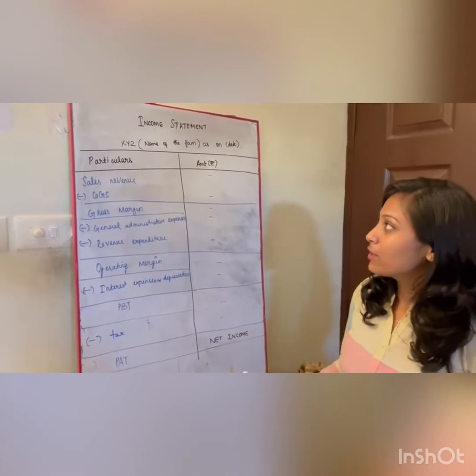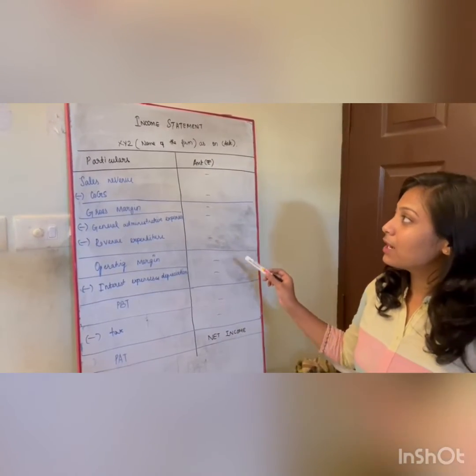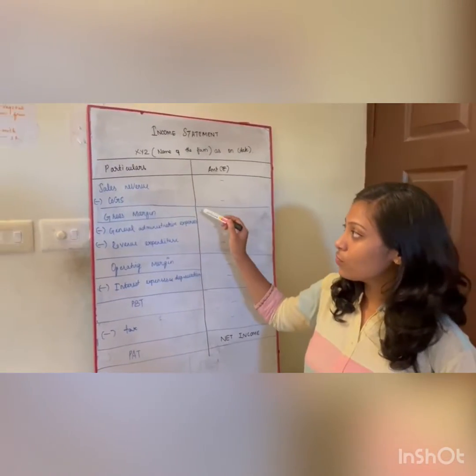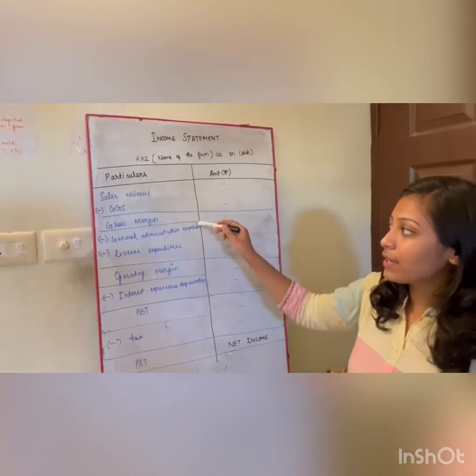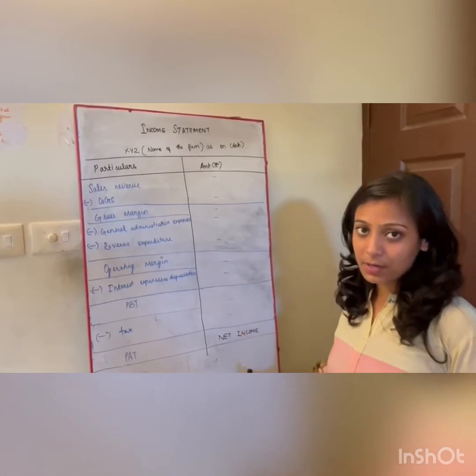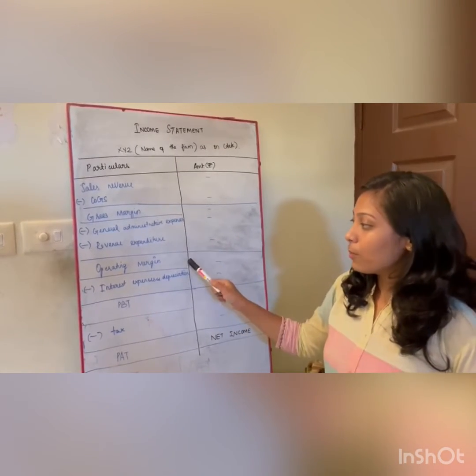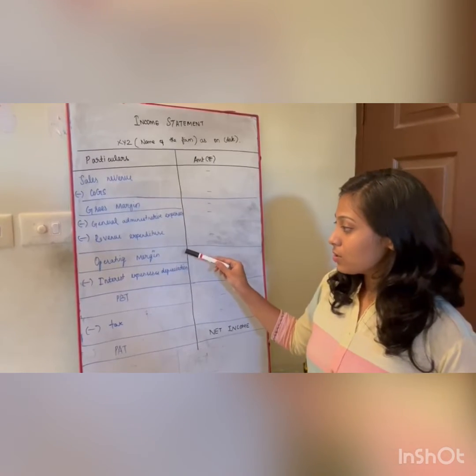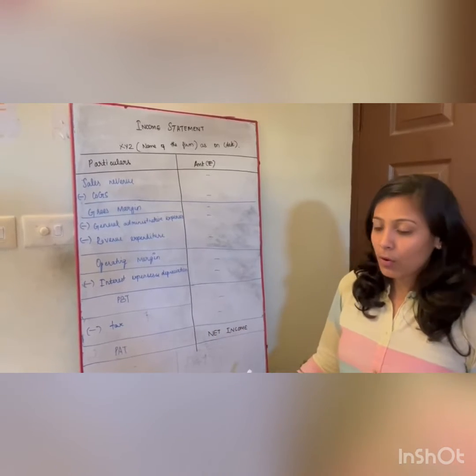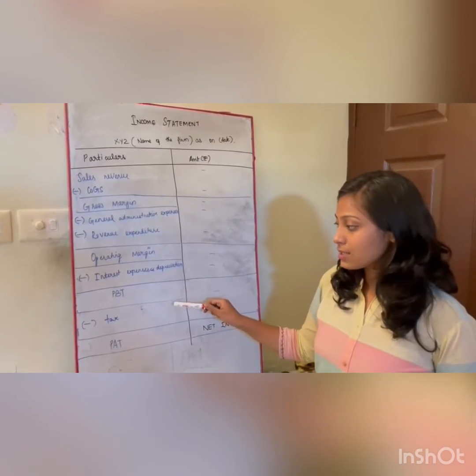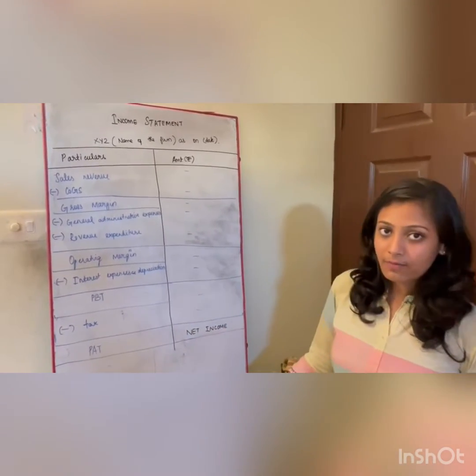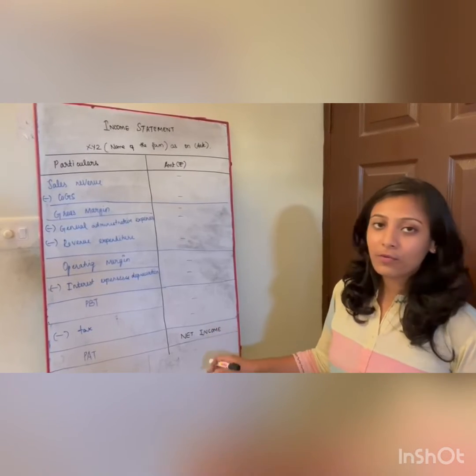So this is the format of the income statement. First we start with the name of the firm and the date on which it is prepared. Then we subtract the cost of goods sold from the sales revenue. We get the gross margin. Then it is reduced by the revenue expenditure and the general administrative expenses, which gives the operating margin. Then the operating margin is reduced by interest expenses and depreciation, which gives PBT, that is the profit before tax, and then tax is subtracted, which gives the PAT, that is profit after tax, which is the net income. So this is the format for the income statement.